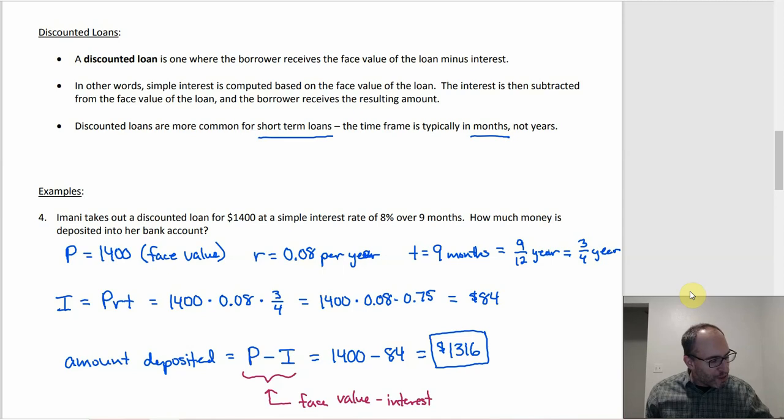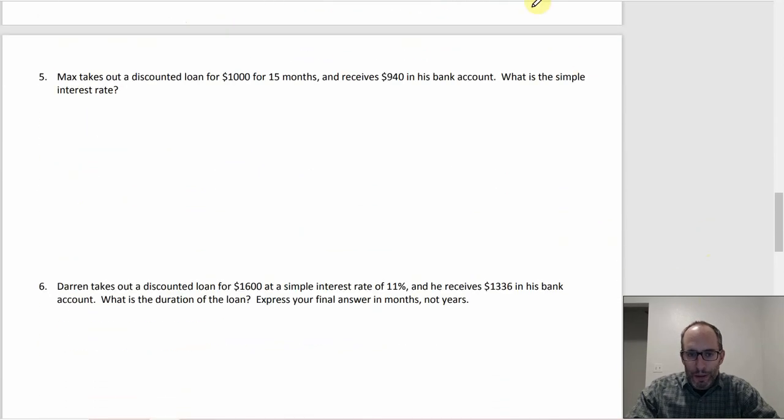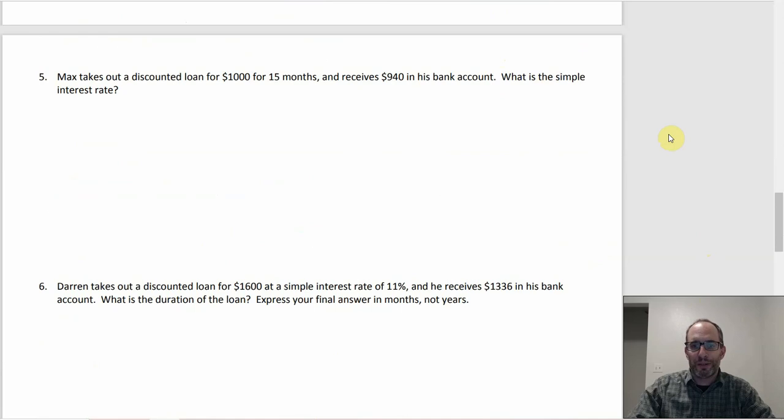And there are a couple other examples in here where we got to use that formula that have to do with discounted loans. So number 5, all right, it says Max takes out a discounted loan for $1,000 for 15 months, receives $940. So now we know what he's getting. So there's the P minus I. So then what's the simple interest rate?